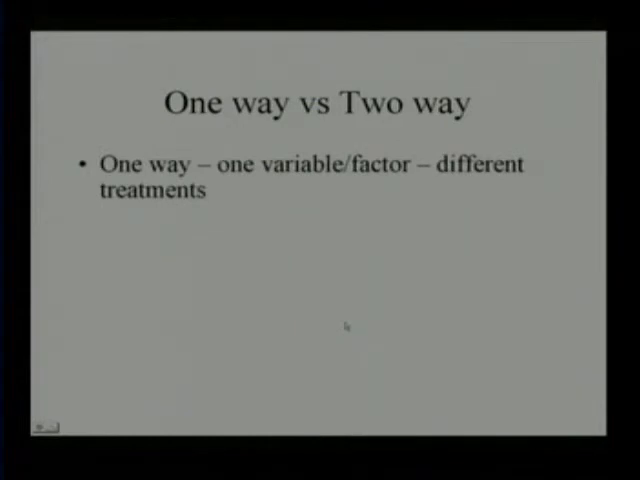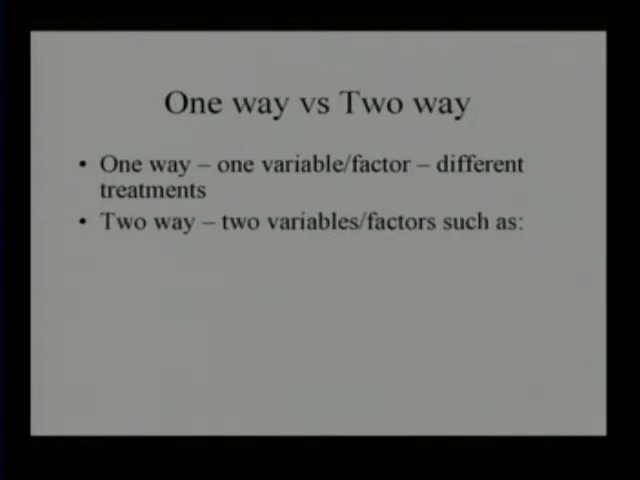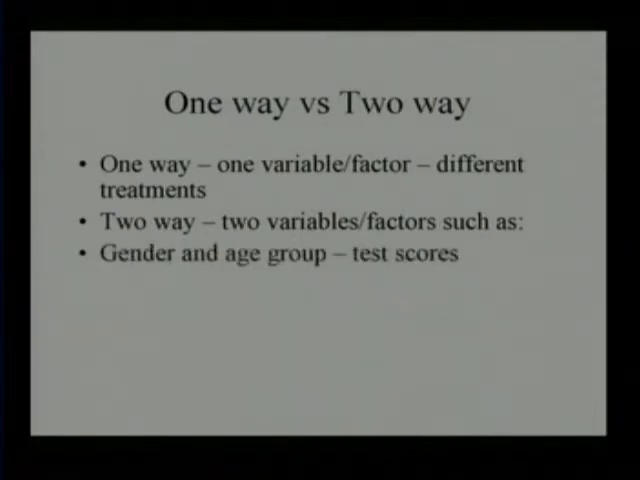Okay, now let's talk a little bit about two-way analysis of variance. One way, you have one factor, one variable. You have different treatments. And then two-way, you have two variables or two factors, such as gender and age group. You could have a group between 10 and 20, 21 and 30, 31 and 40. Three groups there, then male and female, and you want to see if they differ on test scores or in how fast they run the 100-yard dash or something like that.